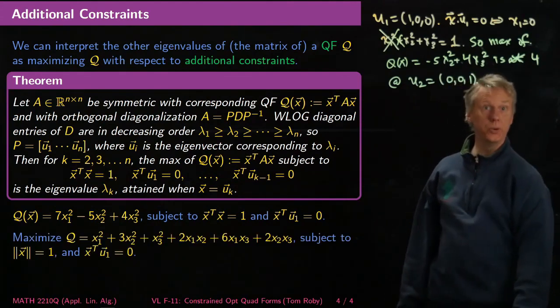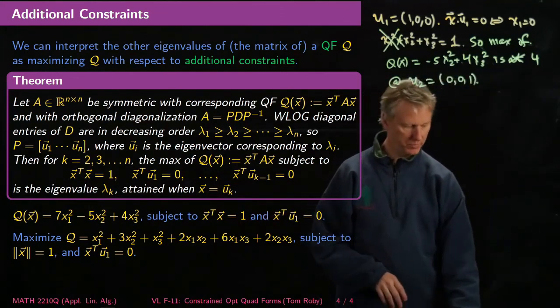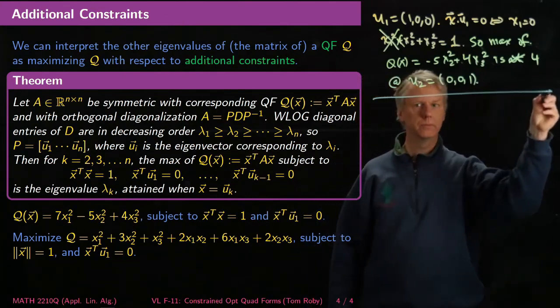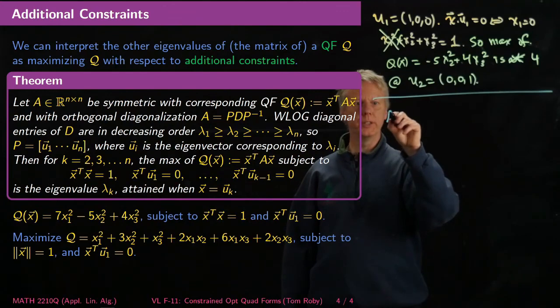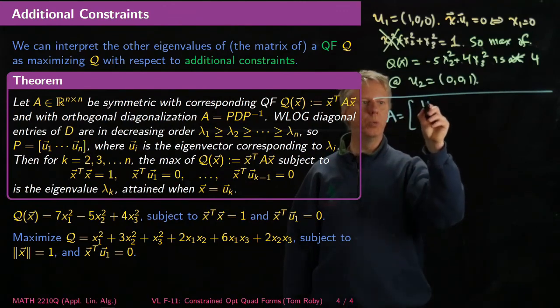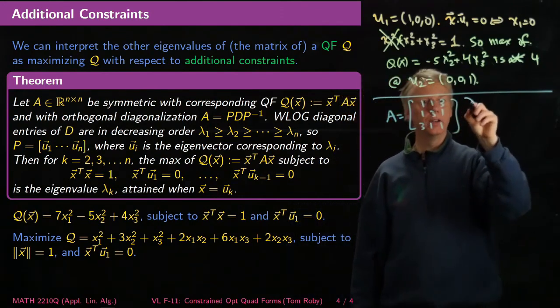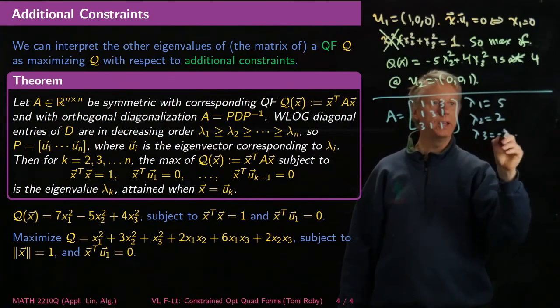So now let's try to do the second example where we have cross terms. So if we have cross terms, then again we have to remember what the matrix is. So this matrix is still the same. It's still 1, 1, 3, 1, 3, 1, 3, 1, 1. The eigenvalues are lambda 1 equals 5, lambda 2 equals 2, lambda 3 equals minus 2.